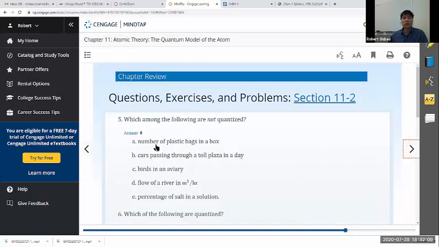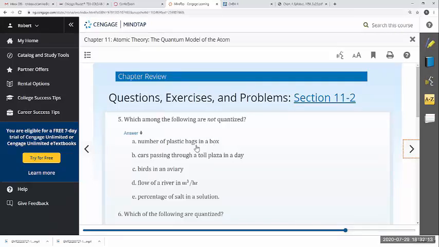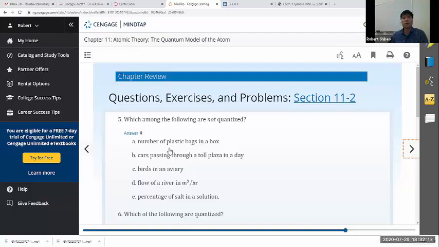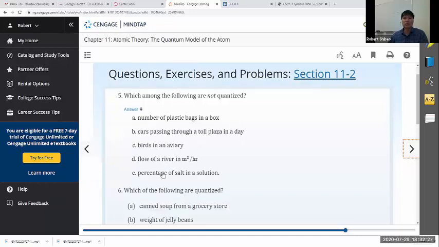Which of the following is not quantized? The number of plastic bags in a box, that's quantized, because you're going to have 1 or 2 or 3 bags, but hopefully not 1.1 bags. Then that's probably a defect. Cars passing through a toll plaza, that's going to be quantized. Birds in an apiary, that's going to be quantized.